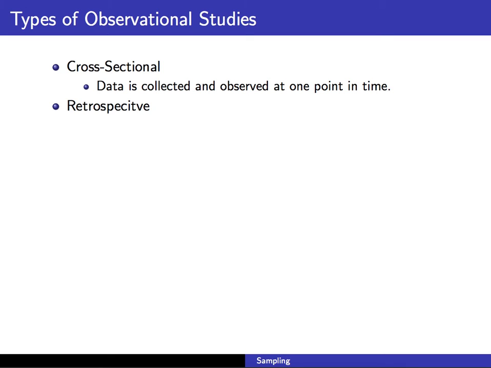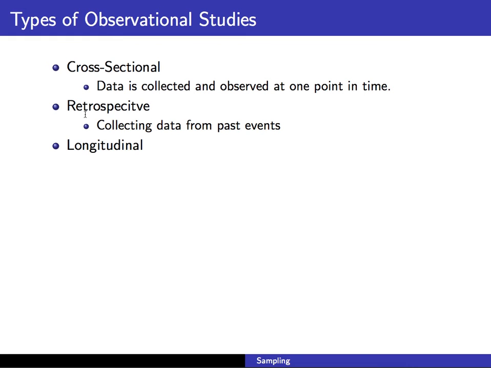Our second kind is called a retrospective, and hopefully this prefix retro you've heard before, which refers to in the past. So we collect data from past events, whether it be historical artifacts, even fossils, things like that. But the data is not from the present, but from the past. So cross-sectional is present, retrospective is past.